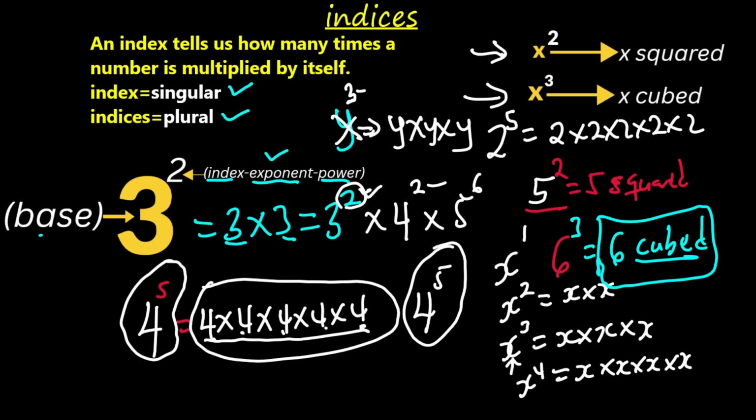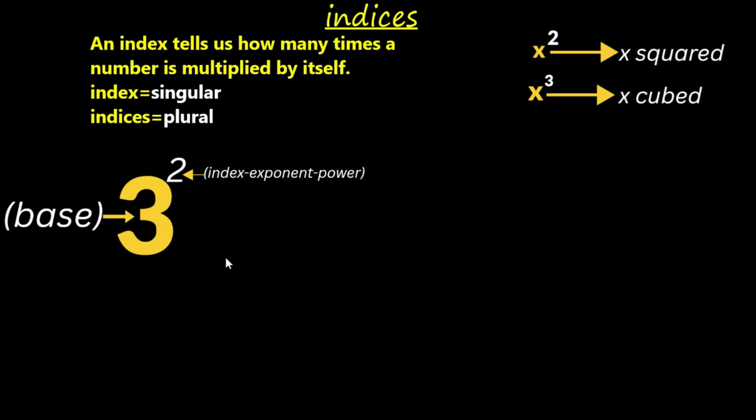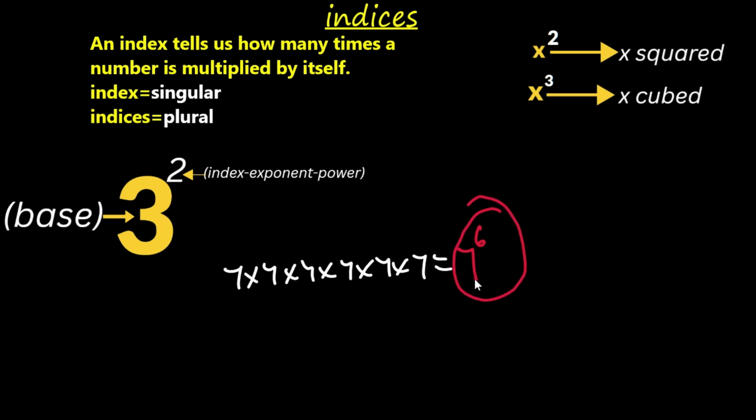Now finally, let's say we have 7 times 7 times 7 times 7 times 7 times 7. To make everything easier, we just count them. So you just choose one of the sevens as the base, and then I'll count them: 1, 2, 3, 4, 5, 6. So it is raised to the power 6. So this one is 7 exponent 6, or 7 power 6. So basically this is how it is written, and this is how it's pronounced.